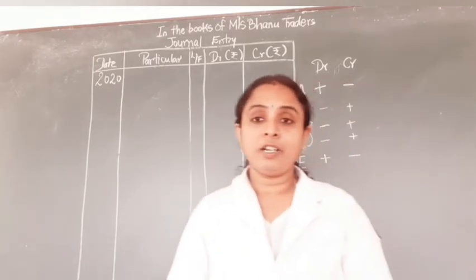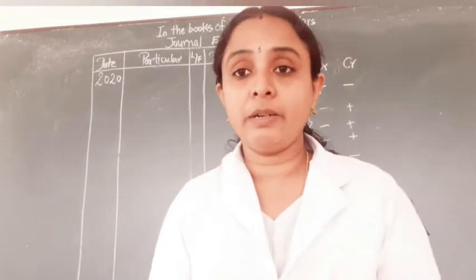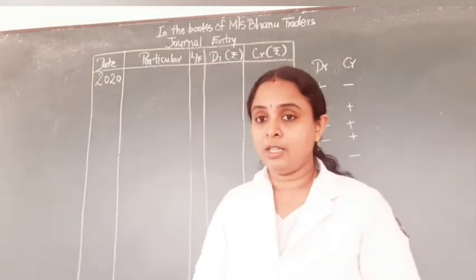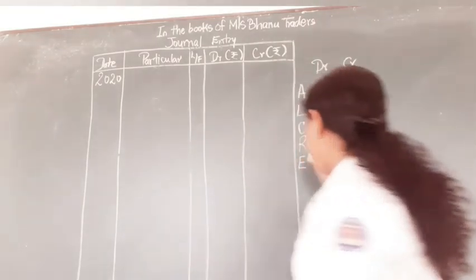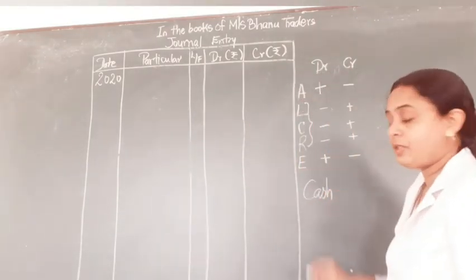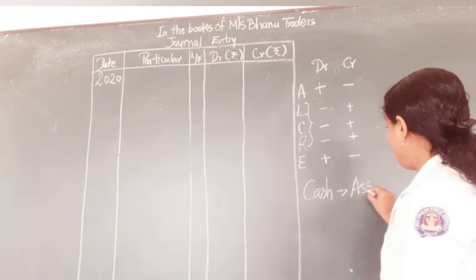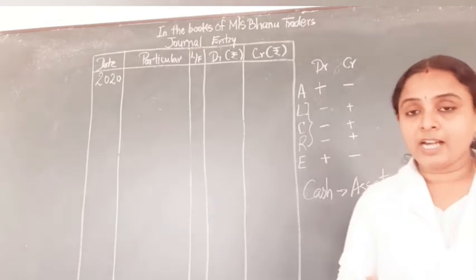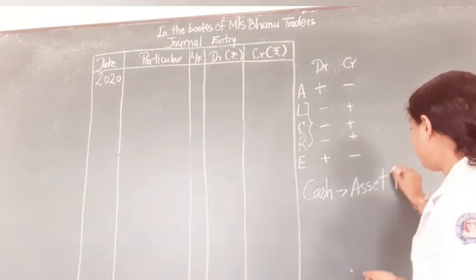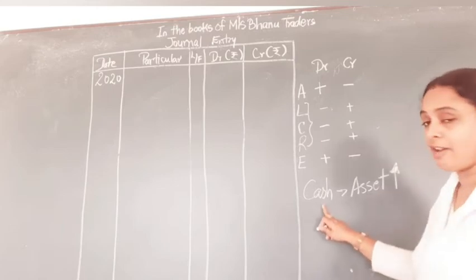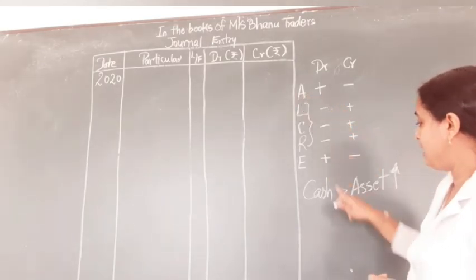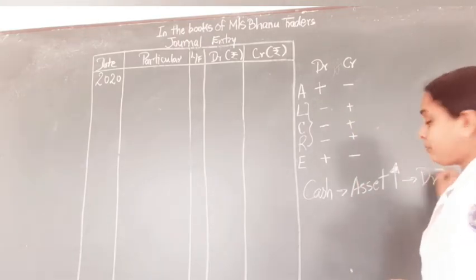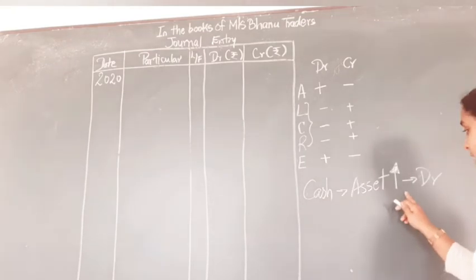So our first journal entry was commence a business, started a business with capital of 1,50,000. So what is the journal entry in this case? You know that cash is an asset, which is introduced in the business. So cash has increased because you have introduced the cash in the business. If an asset increases, you are supposed to debit cash. You are debiting the cash account.